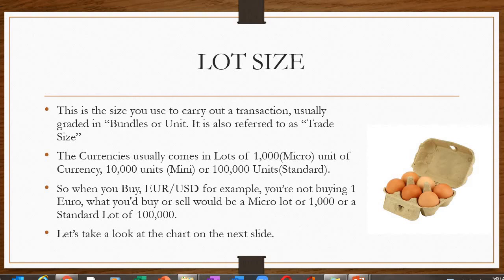Lot sizes. What are they and how can you begin to maximize this and use it to your advantage? That's what we're going to talk about in today's class.